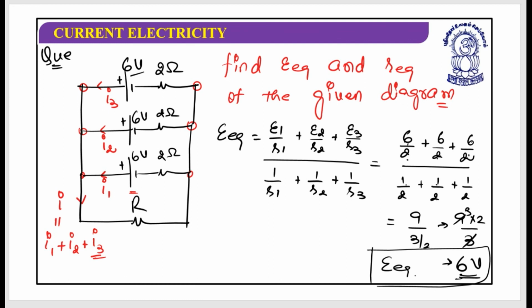Go with the basics. In parallel combination, if all cells are identical, that means their potential difference would be the same, as well as their internal resistance, their E equivalent will be the same as any one of them, because potential difference remains the same in the case of parallel combination. I hope these things are clear. So this is E equivalent.